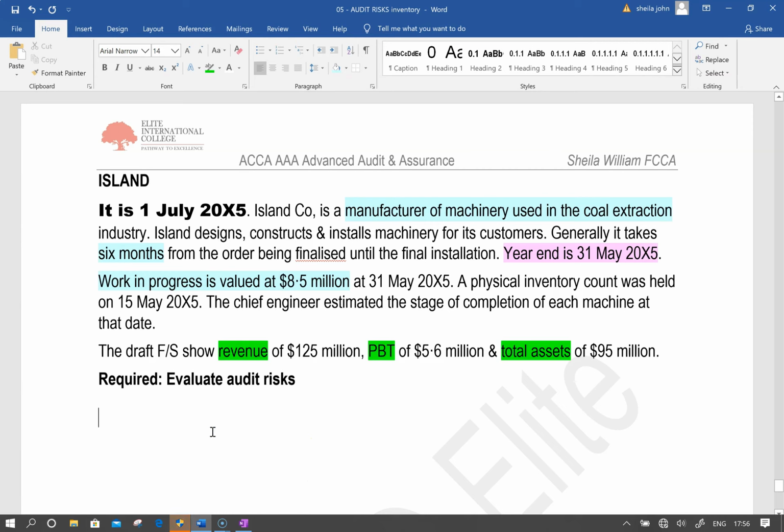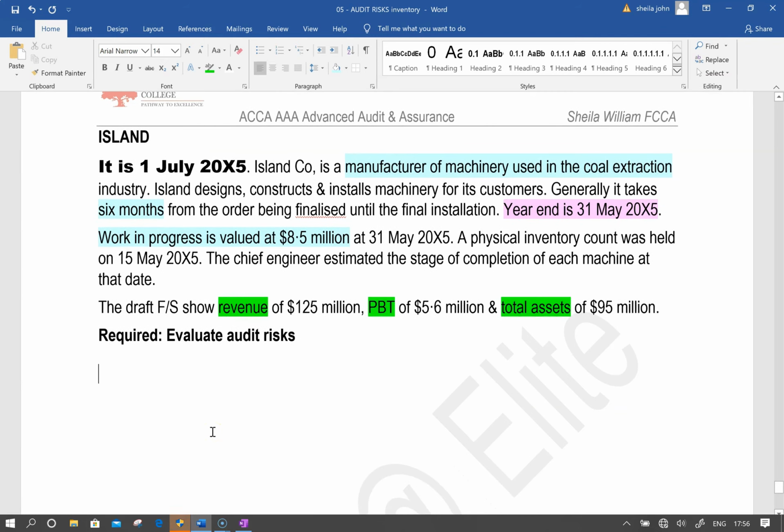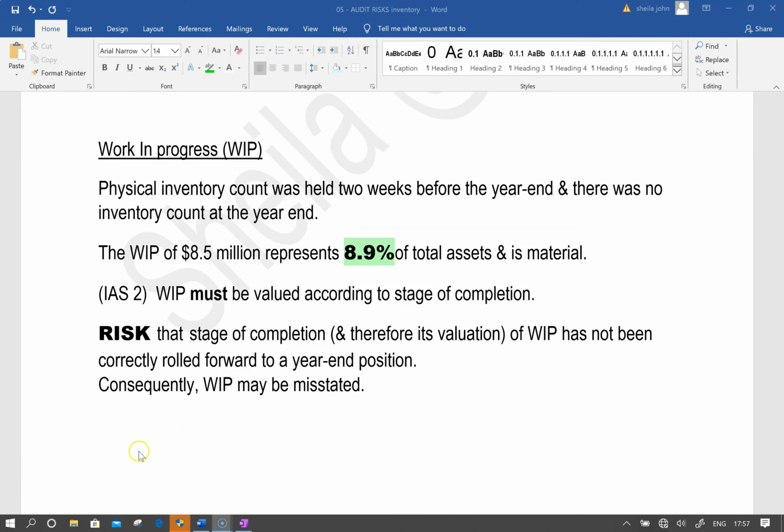Can you take 2 minutes to write out your answer, and then I'll give you mine, and then we can compare. So your 2 minutes is up.